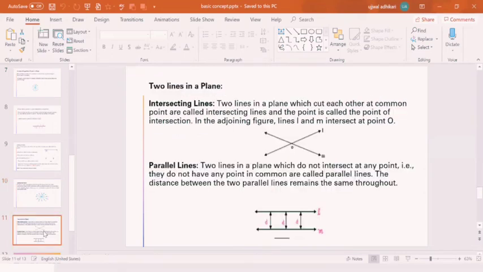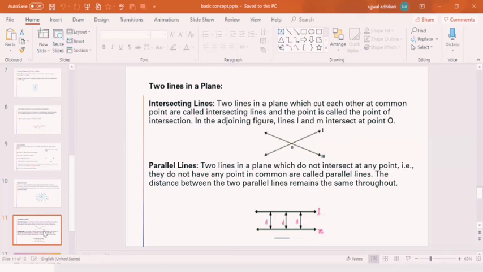And then, two lines in a plane. We have placed these two lines in a different way. If on a plane surface two lines are crossing over each other, one line crossing another, or in other words, if two lines intersect with each other, they are called intersecting lines. Two lines in a plane which cut each other at a common point are called intersecting lines.